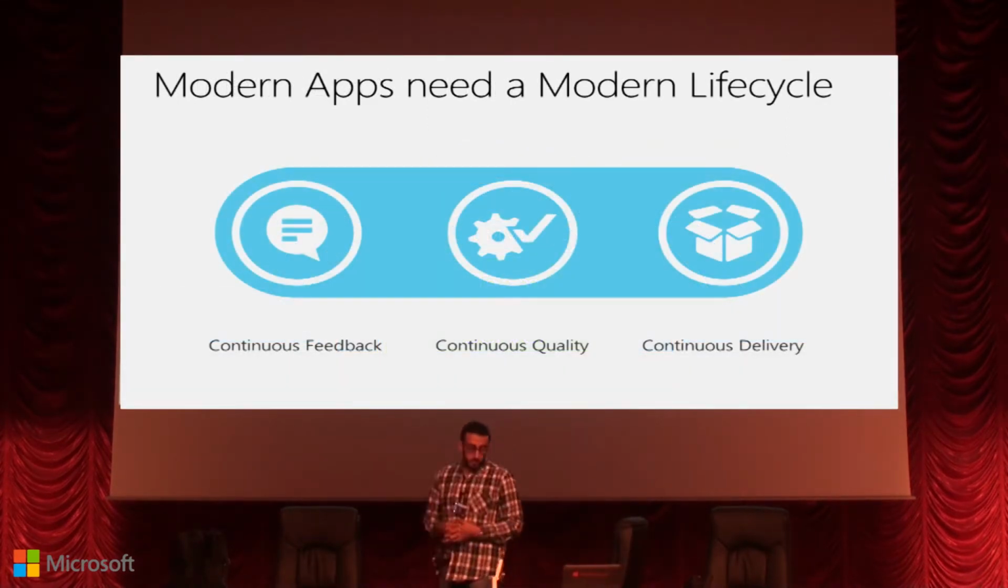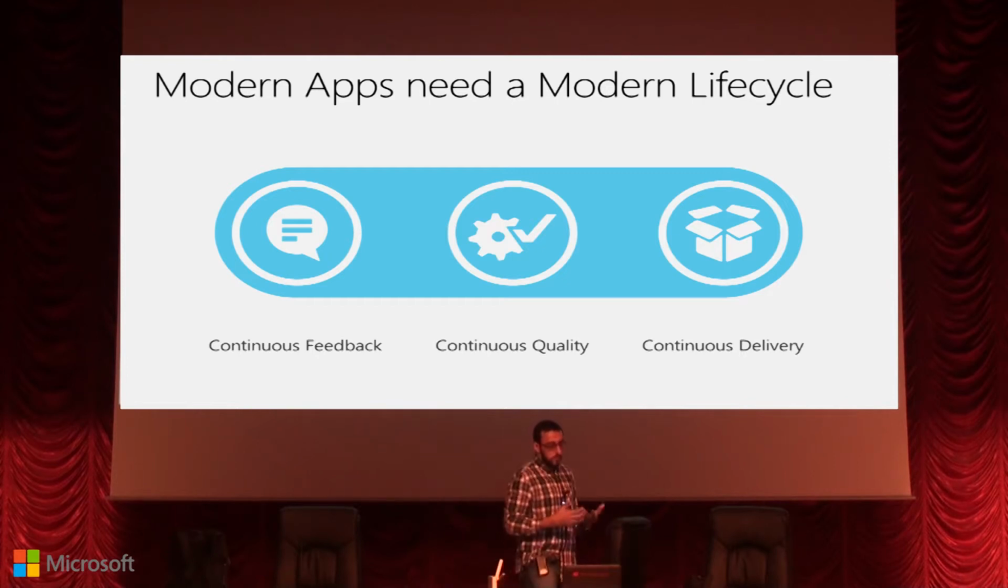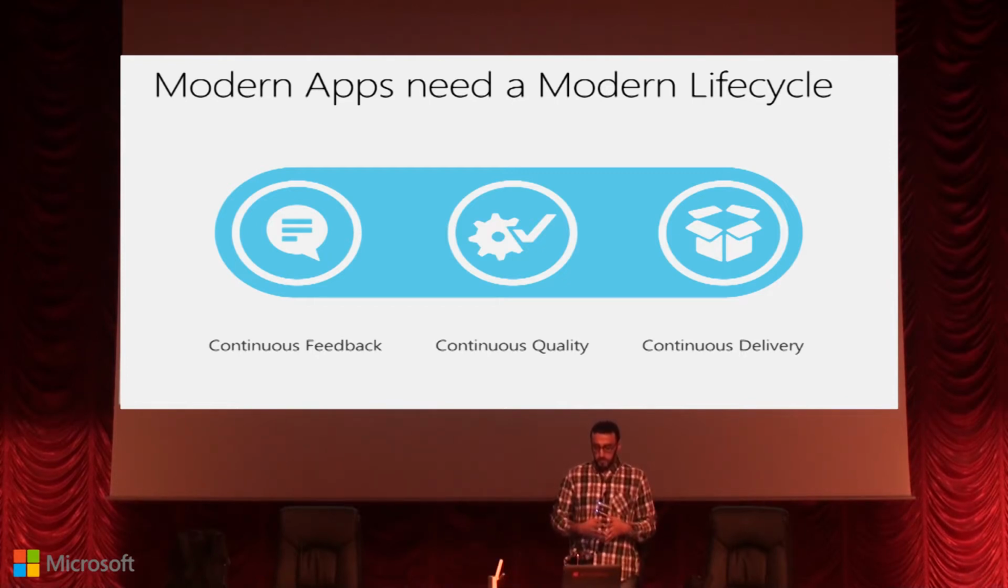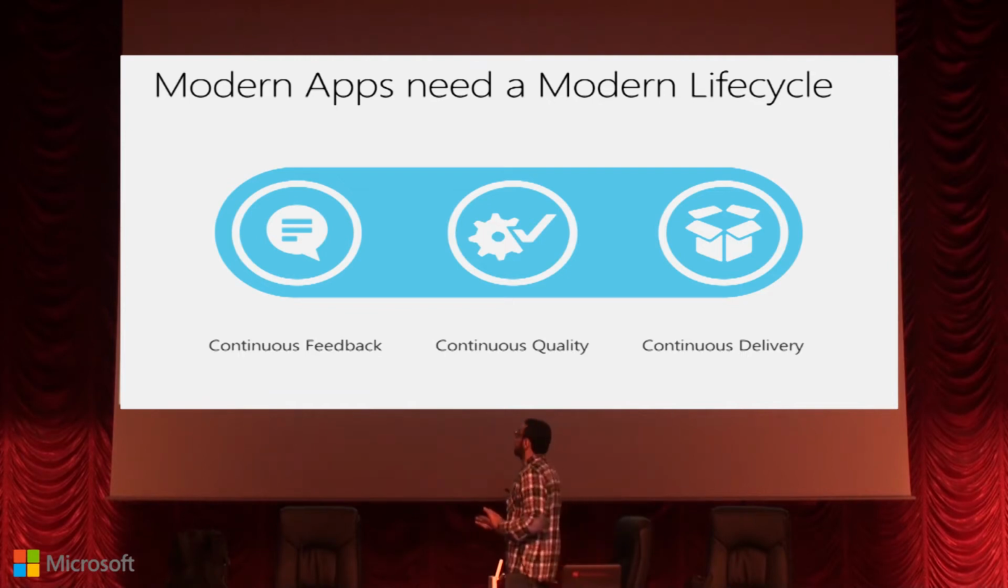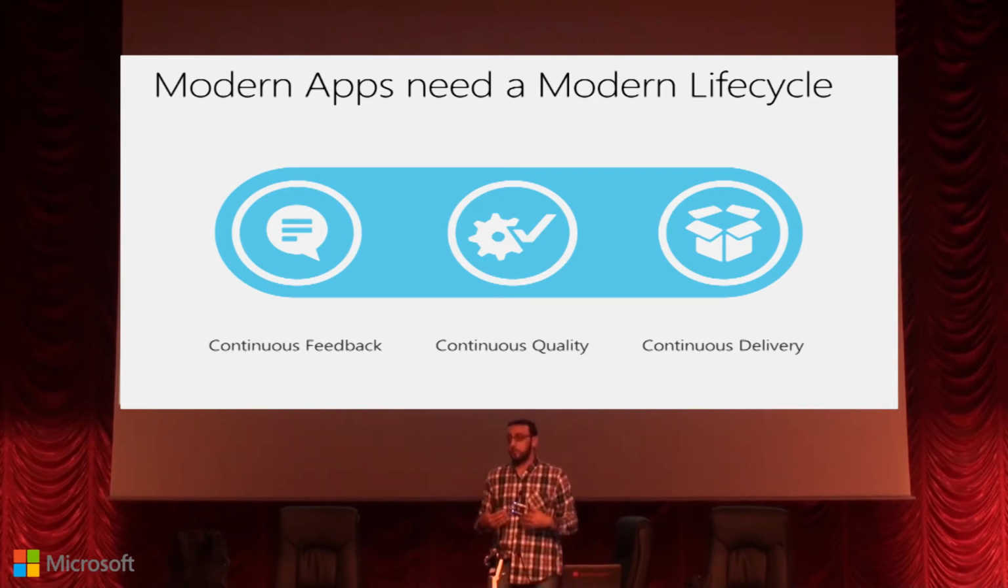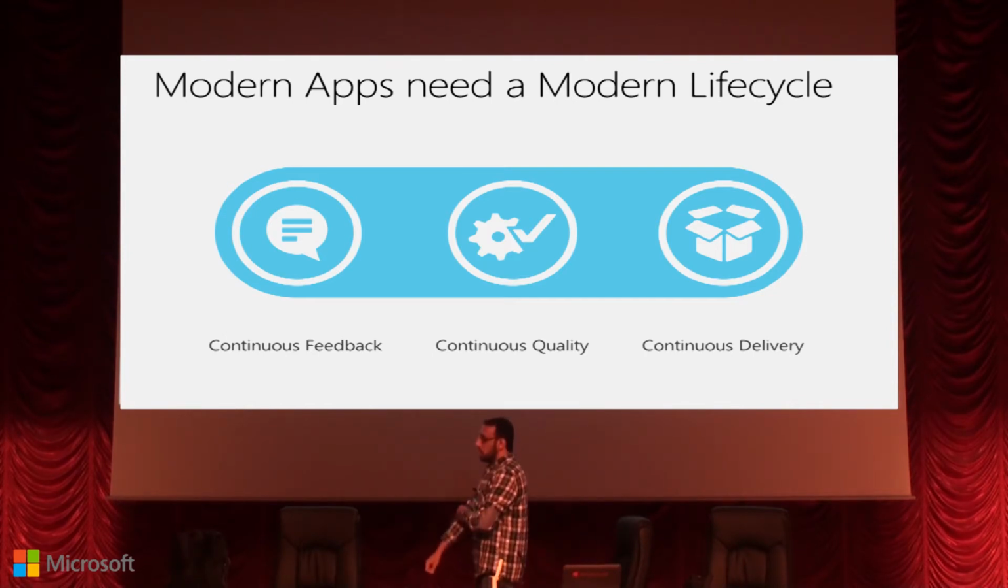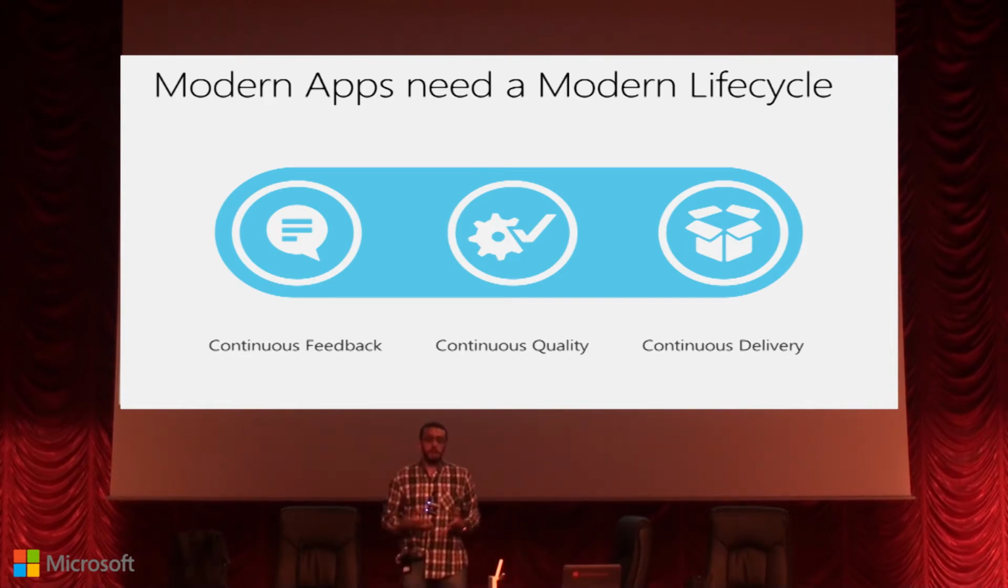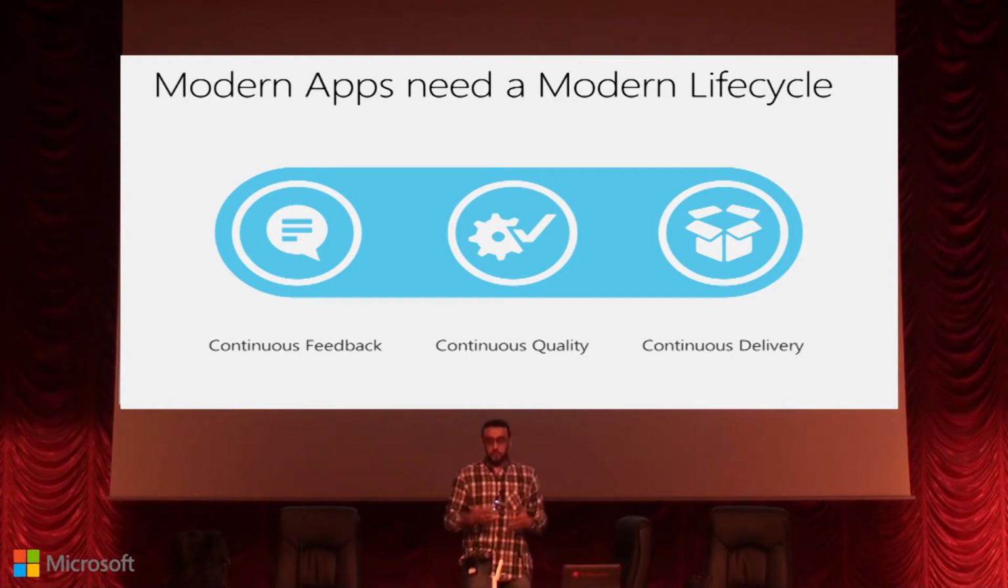So there are some key activities in the modern application lifecycle. First of all, you have to continuously adopt feedback from your customer. You have to be working with your customer and continuously asking them what they like about the product, what they want to see in future versions, and what they don't like about the application. You also have to continuously maintain a high level of quality. It's not accepted anymore to think of quality as an afterthought.